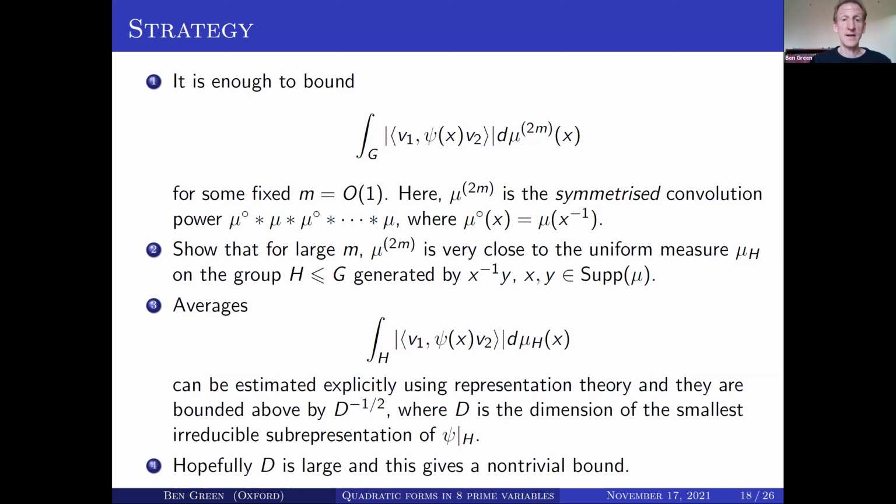So the final task then is to show that that d is quite big. If you can show that there are no small dimensional representations in psi restricted to H, then you get a non-trivial bound and you're finished. So that's the overall strategy. And what I'm going to do now is just talk over each of those 4 points, some at greater length than others, in the specific case that I'm interested in.